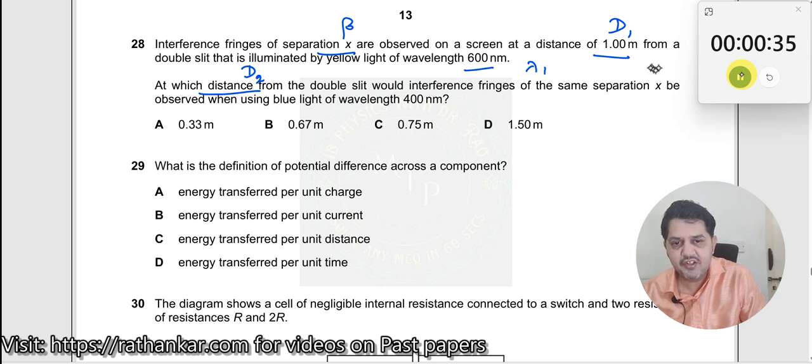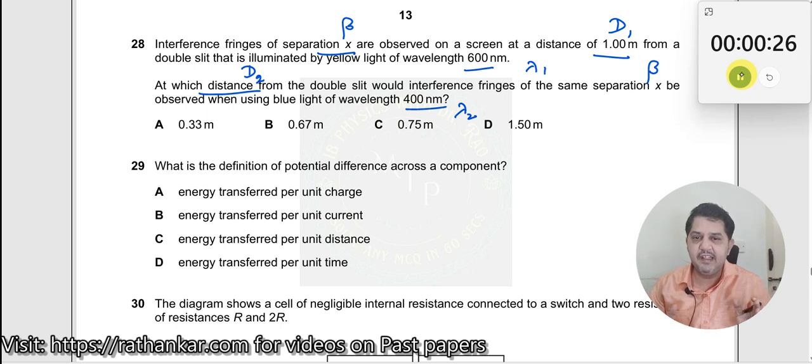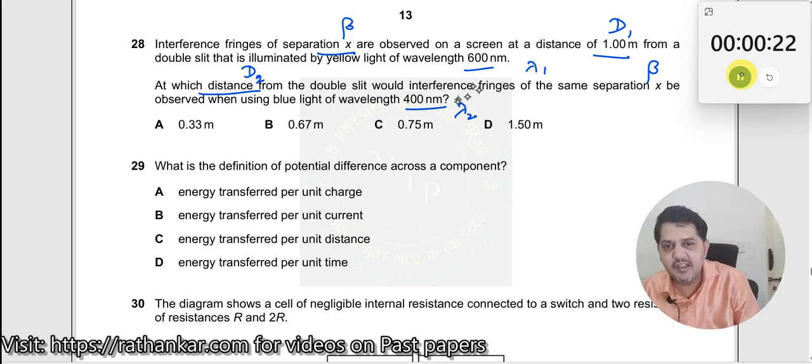Of the same separation, beta is not changing, can be observed using blue light of wavelength lambda 2. So when lambda 2 is changed, then definitely I need to move the distance between the slit and the screen. So what is the distance? How is beta related to all these parameters?